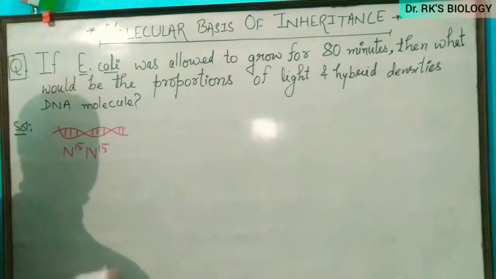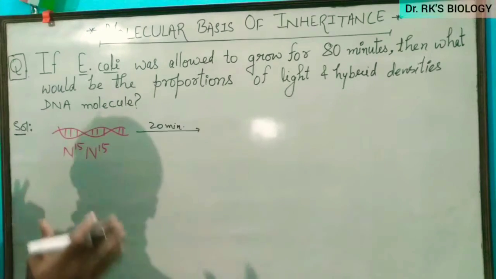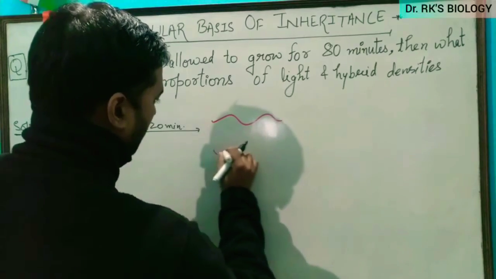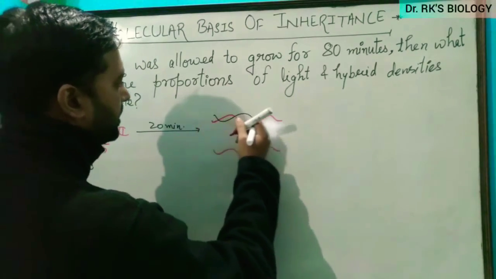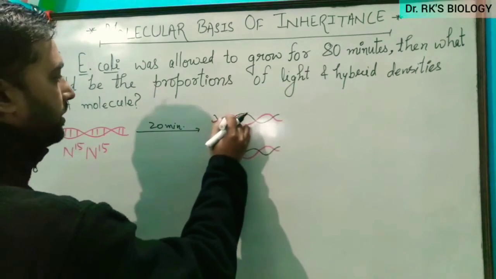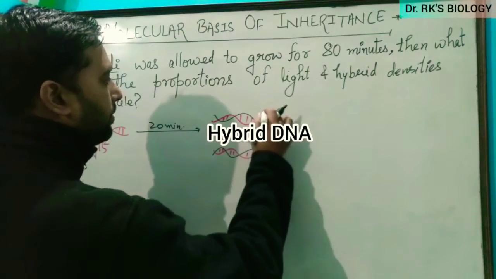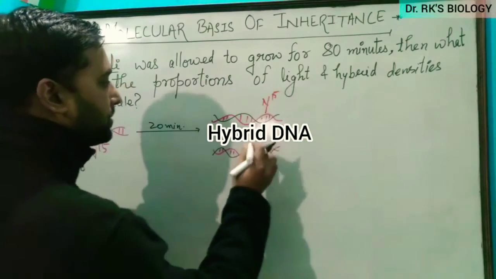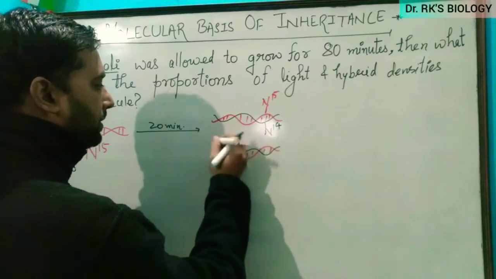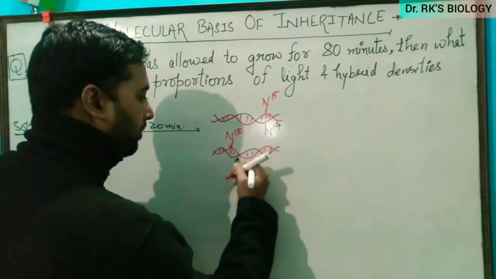After 20 minutes, the DNA has replicated. As a result of replication, we have 2 DNA molecules, and they are hybrid. One strand has N15, and the other one has N14.